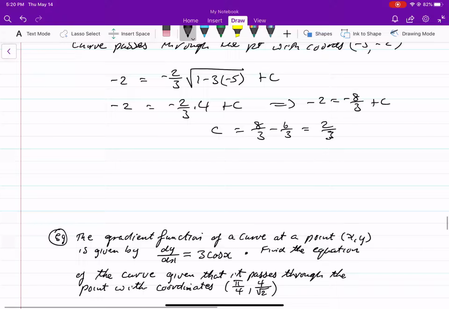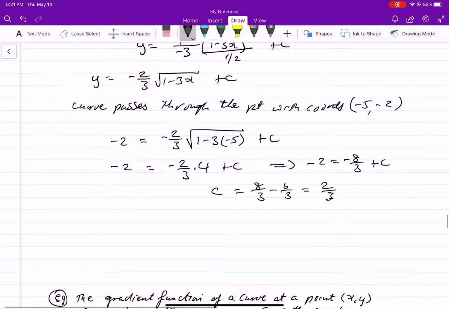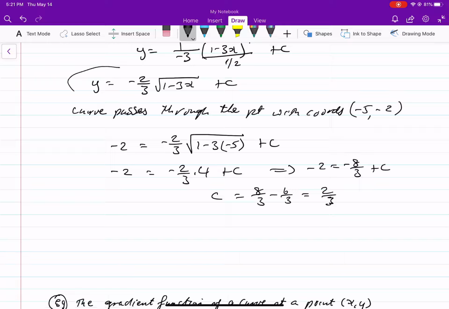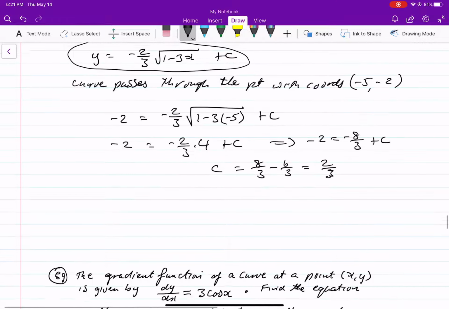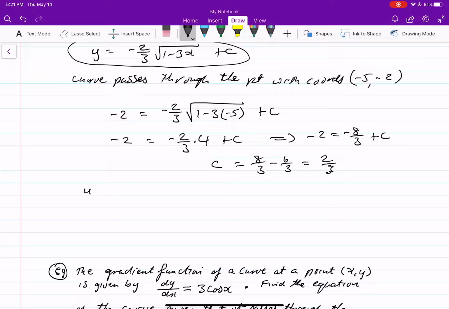So now that I know the value of c, I can plug it in here and find the actual curve. So finally, y is equal to minus 2/3 times the root of 1 minus 3x plus 2/3. Like that. You can tidy this up a bit. You have a common denominator. And I'll spin it around. I'll put the piece with the minus in the back. So y would be equal to 2.